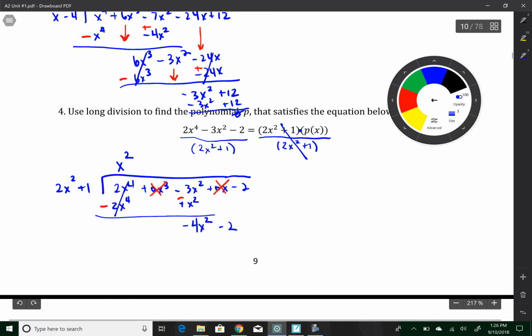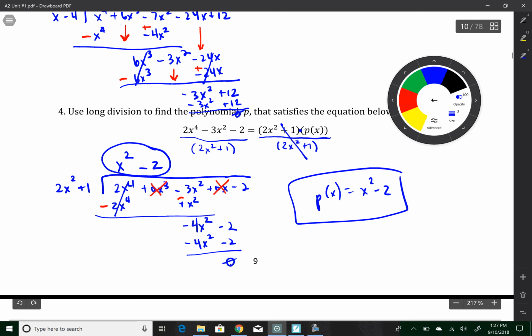How do I know this 0x is not going to matter? Well, I only have 2 terms left, and I want to have a matching binomial. If not, I'd create a trinomial, which would be crazy talk. So 2x squared times what makes negative 4x squared? That would be minus 2. That gives us the negative 4x squared that we want, and it'll give us a minus 2, which we want. Same term, meaning when I subtract them, nothing's left. There is p of x. So I can say p of x is the polynomial x squared minus 2. This would be a quadratic binomial.